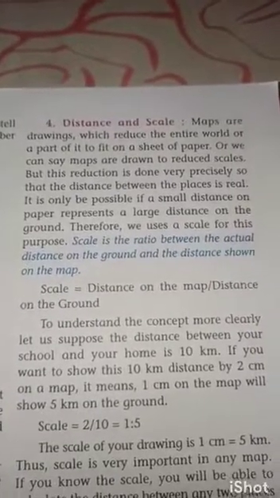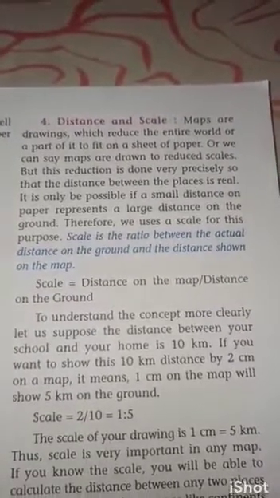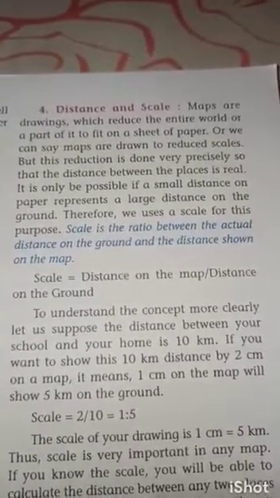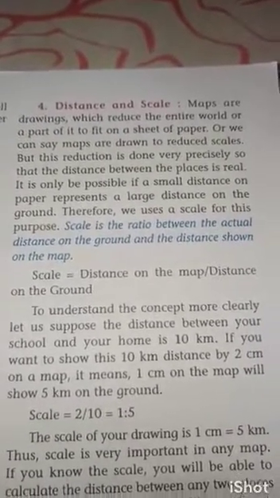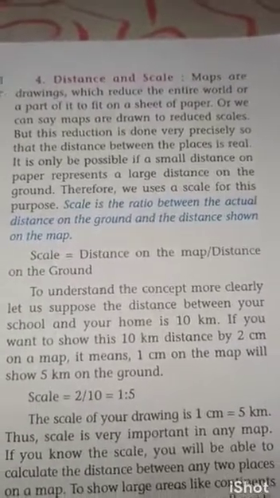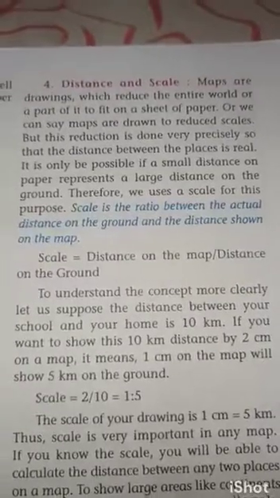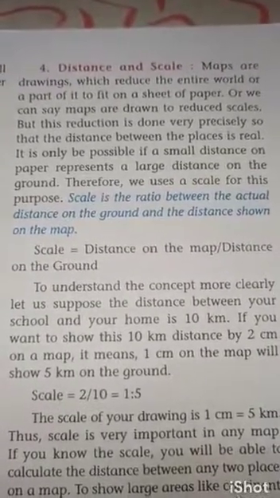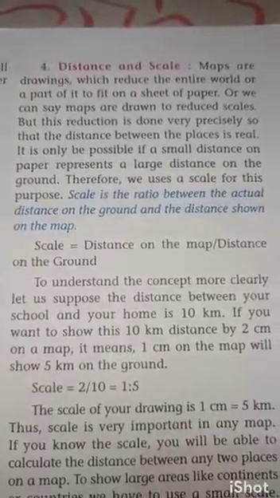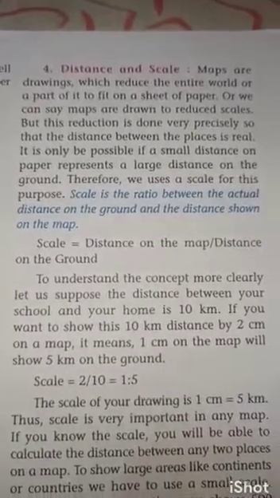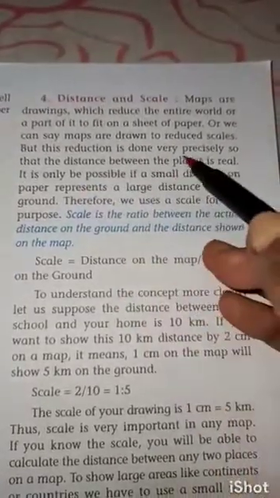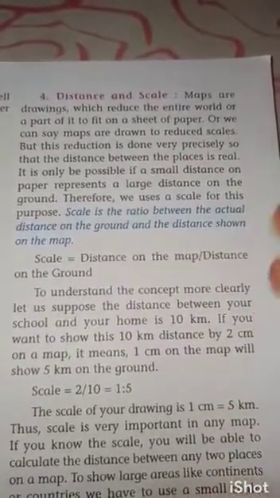on the ground, that is in kilometers. Now if I have to go from my home to school, I will calculate it in kilometers, that my school is 5 kilometers away from my home or 2 kilometers away from home, right? And the distance shown on the map is calculated in centimeters. So this is why it is called that maps are drawn to reduced scales.